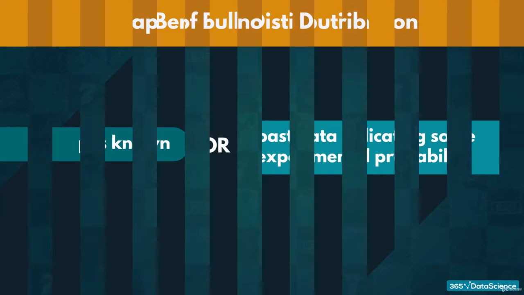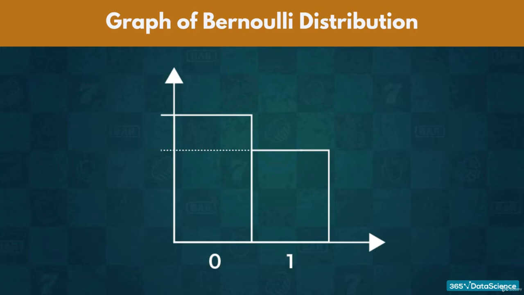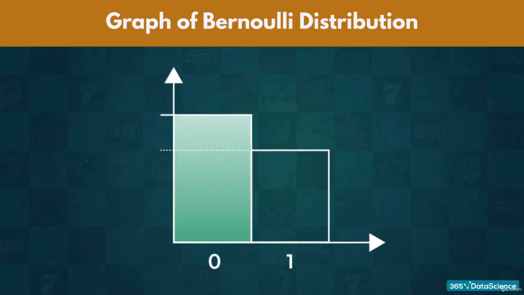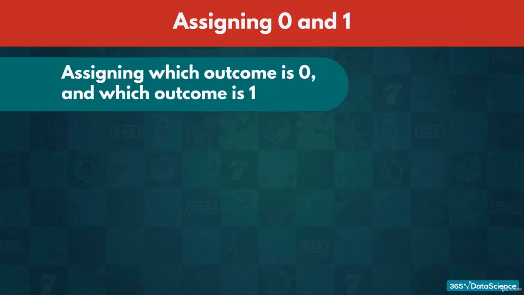In either case, the graph of a Bernoulli distribution is simple. It consists of two bars, one for each of the possible outcomes. One bar would rise up to its associated probability of p, and the other one would only reach 1 minus p. For Bernoulli distributions, we often have to assign which outcome is 0 and which outcome is 1.